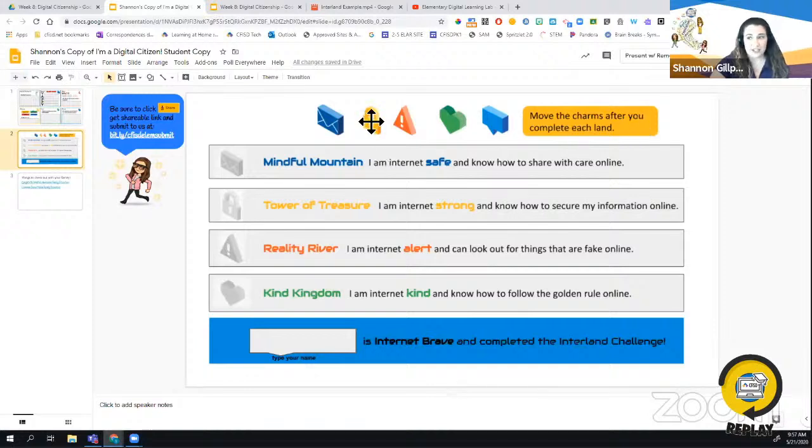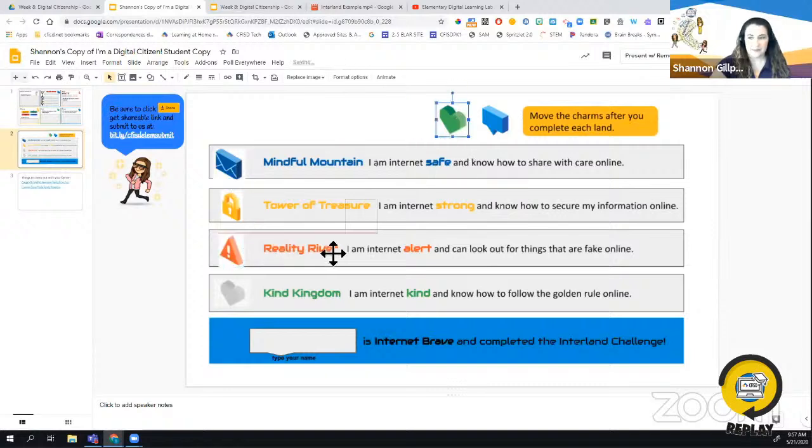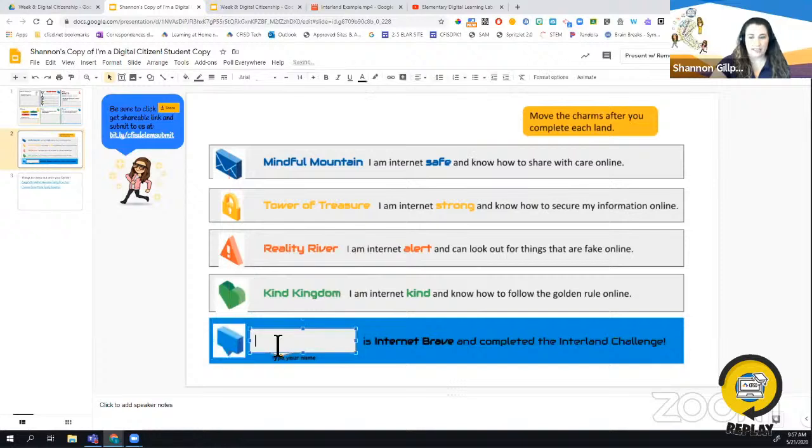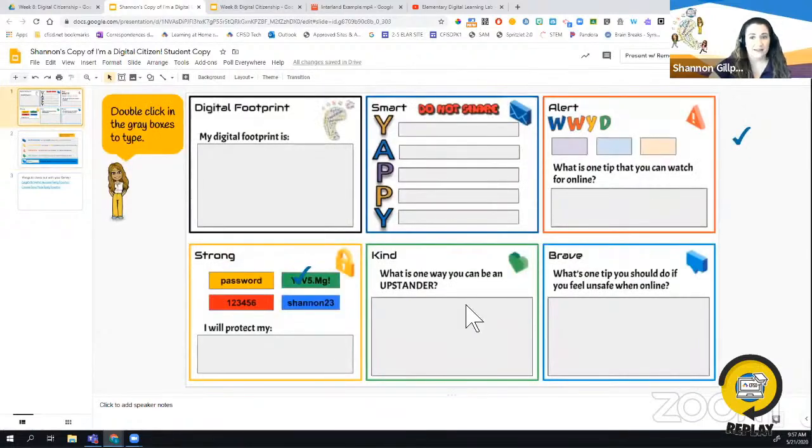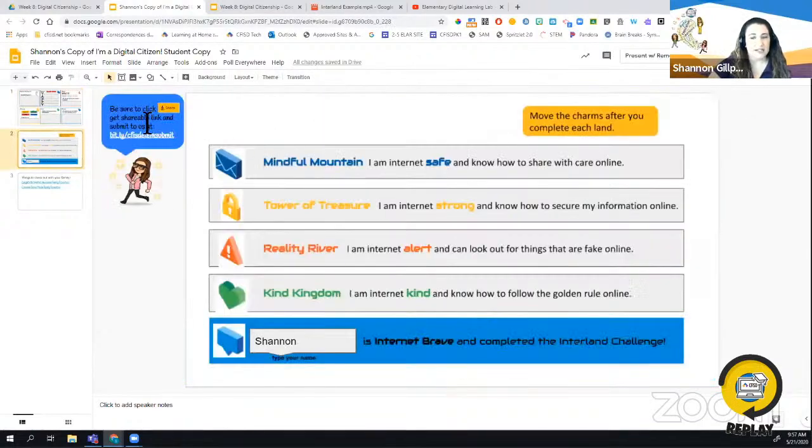So I just completed the Tower of Treasure. I'm internet strong and know how to secure my information. So I'm going to click and drag my lock right there. And as you complete each of these, you'll click and bring those down as you complete each land. And then finally, the Internet Brave, you'll double click in here, type your name. And then you are going to share this with us. So make sure that you've got this part done and this part. And then you're going to click share, get the shareable link and submit to us at this link right here.